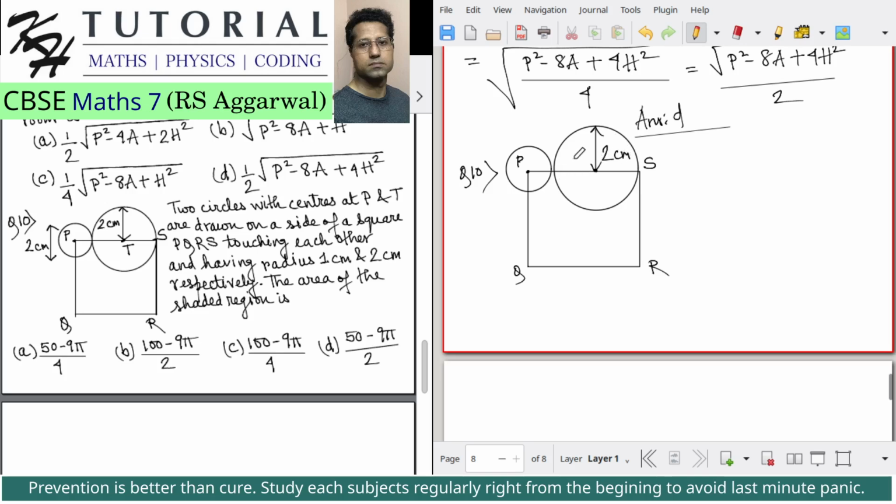Let's say the two circles are touching at the point T, and let's say the center of the bigger circle is O. So definitely we have, okay, what is given, the area of the shaded region is. So actually the shaded region was this. This is the shaded region.